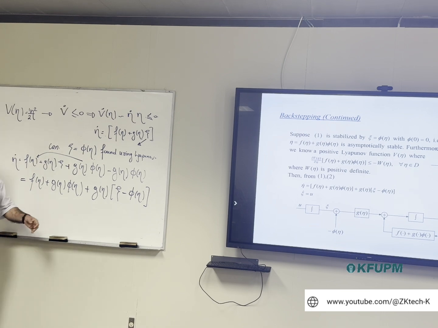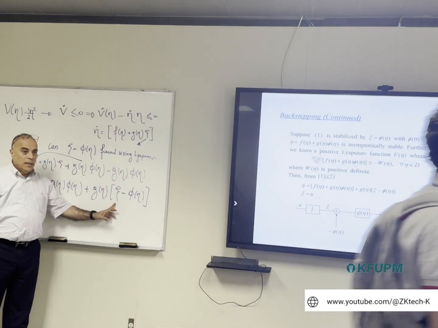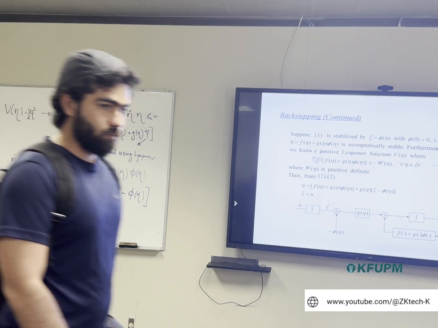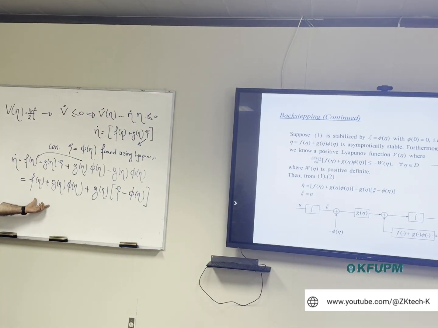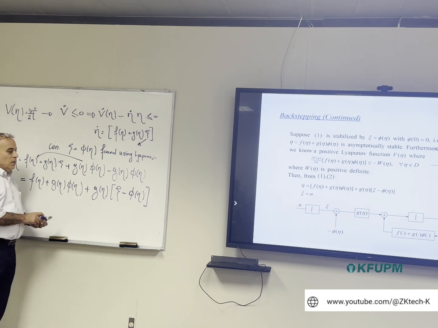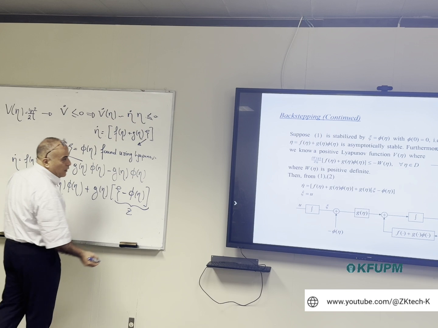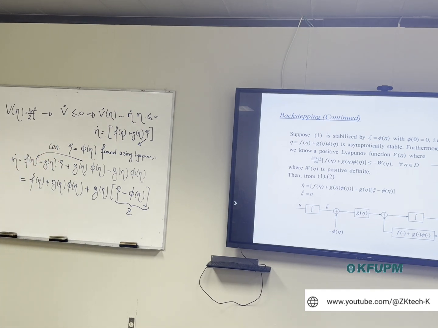So if we assume that zeta is really equal to phi of eta, so this term is 0, this system will be stable, because the Lyapunov will give you a negative derivative. Everybody's okay with this? I'm going to call this one Z, if I'm not wrong, I think in the slides I put it as Z. So this term is a new variable. Everybody's okay?